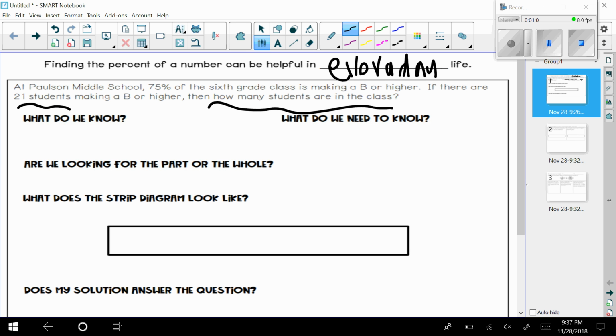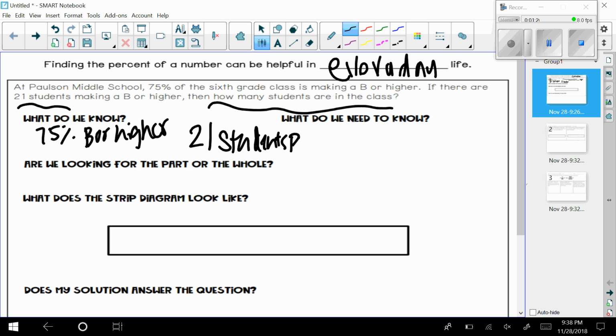Okay, so the first thing we want to do is, what do we know? Well, we know that 75% of the students have a B or higher. And we also know that there are 21 students with a B. And then what do we need to know? We want to know the total students. So then the question is, are we looking for the part? We're looking for the whole. Since this is what we're trying to find, the total, that means we're looking for the whole.